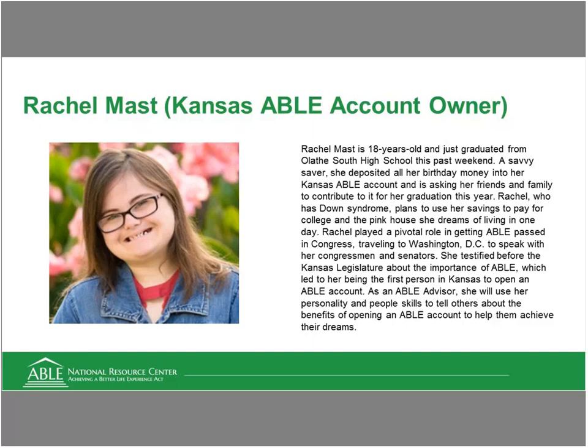Rachel is a savvy saver. She deposits all of her birthday money into her Kansas ABLE account and is asking her friends and family to contribute to her ABLE account for graduation. We're going to talk about that a little bit more here in a bit. Rachel is a person with Down syndrome and plans to use the funds contributed and saved in her ABLE account to pay for college and to one day purchase a pink house that she hopes to live in.